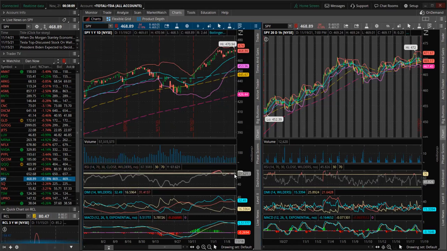RSI at this point is still at about 70 level, which is pretty high. And DMI, not surprisingly, is still bullish. MACD actually started to turn a little bit bearish now, almost neutral after being bullish for a while. Definitely, I'm going to hold on to my UPRO ETF.